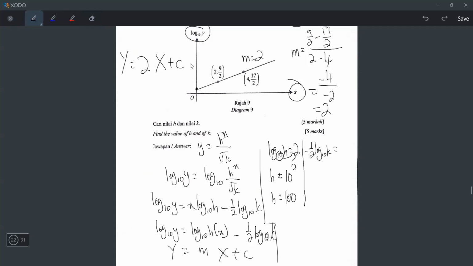C, I don't know, right? I want to find it. But it's okay. It passes through these 2 points, so you can use any. I'll use 2, 902. And you will substitute x is 2, y is 902. So it becomes 902 equals 2x plus c.